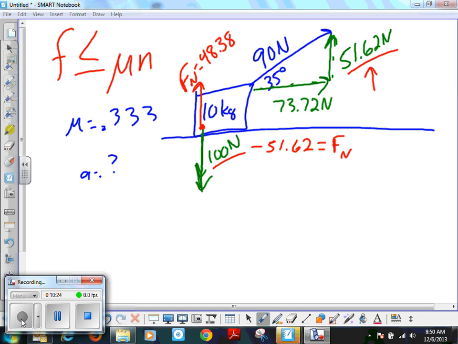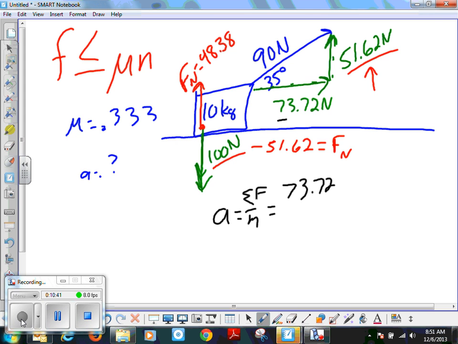So now we can go ahead and figure out our acceleration. Okay, so our acceleration is the summation of forces divided by mass. And the summation of forces is 73.72 right here minus the force of friction, right? Because friction is going to have to be going in the opposite direction. And all that is going to be divided by 10 kg.